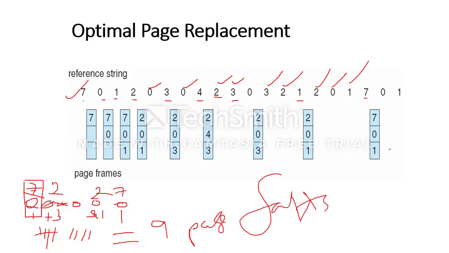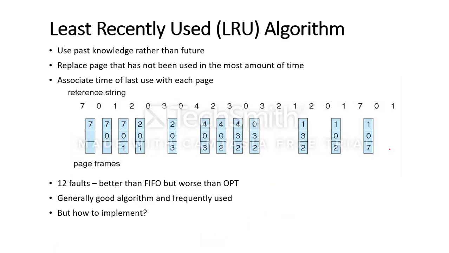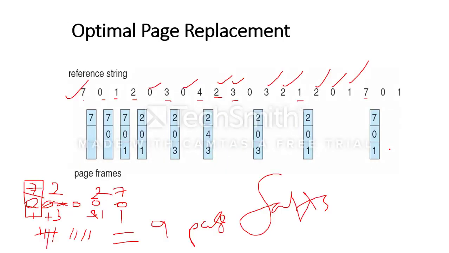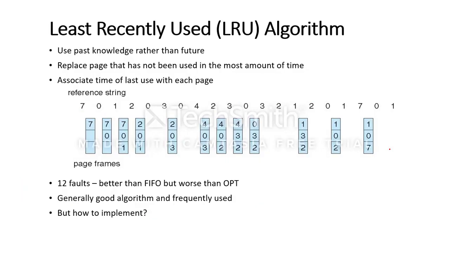Right? That's your optimal algorithm. It's looking into the future. Now, there's a direct opposite, a mirror opposite of our optimal page replacement algorithm, which is the least recently used. Instead of looking into the future, you use the past. You use your past knowledge to decide the victim, who is going to be offline for most of the time.